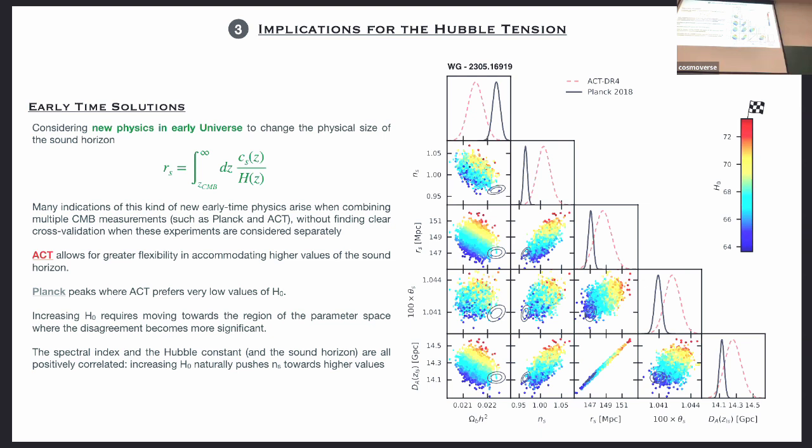In addition, another important consideration is that the spectral index and the Hubble constant are positively correlated within ΛCDM cosmology, which means that if we try to increase H0, we also push n_s to higher values. And this is typically the reason why these solutions that involve new physics in the early universe typically come with a preference for a unitary spectral index.